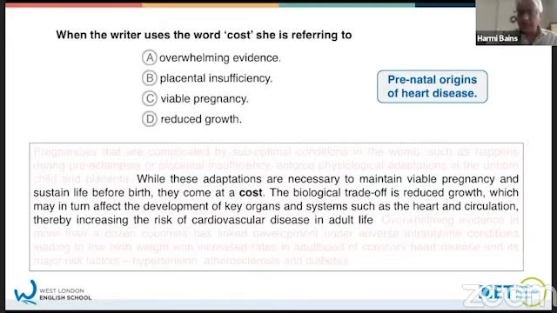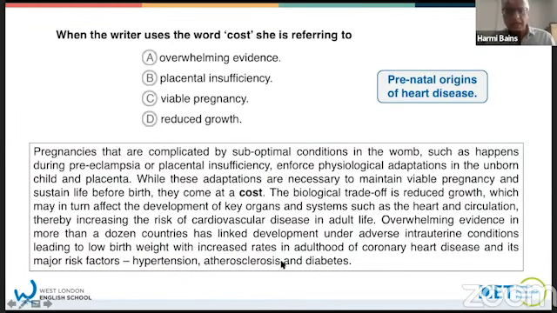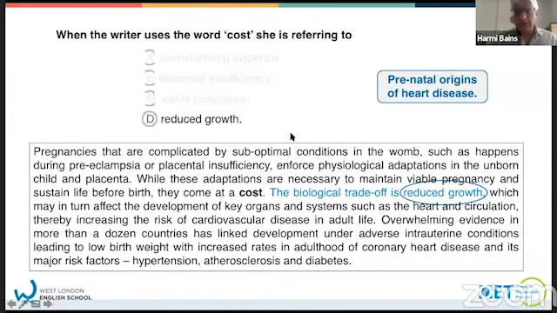And remember the context, guys, you're talking about prenatal origins of heart disease. And it's an interesting idea that, when you're a fetus, the conditions in the womb affect your chances of getting heart disease later on in your life when you're 30, 40, 50 years old. And this is an example here. If conditions aren't perfect, it could affect your organs. But basically, it leads to reduced growth. So that was really what the word cost was referring to. And again, if you're not sure, you can use process of elimination. You can eliminate the wrong answers.